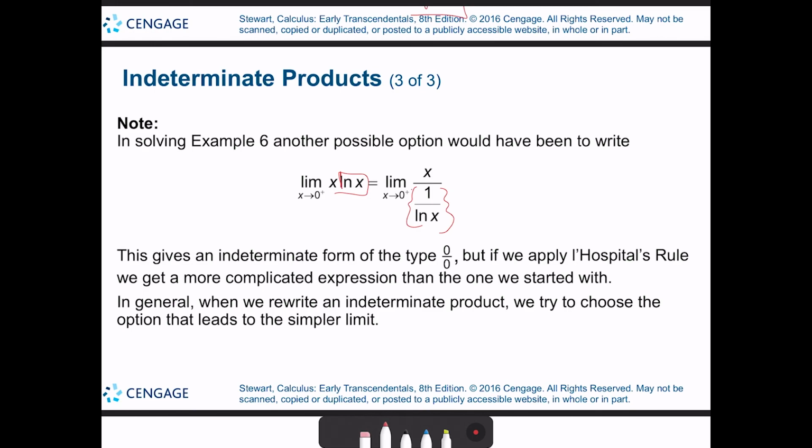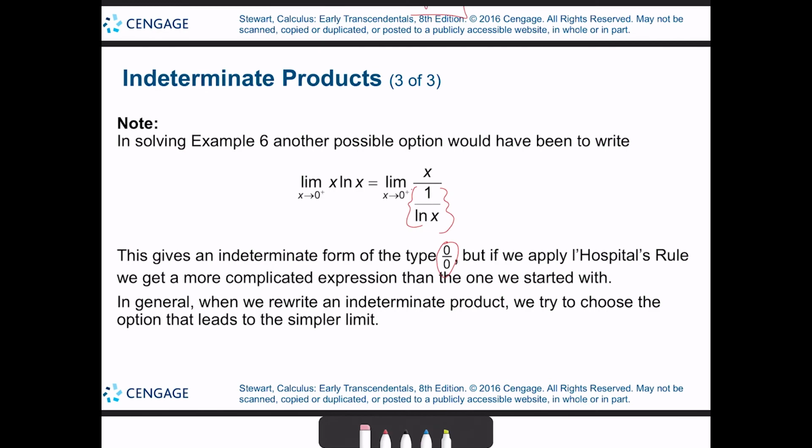We would have ended up with this indeterminate form, but applying L'Hopital's rule, we get a considerably more complicated expression than the one that we started with. So does it matter which one of the two original factors we take and push into the denominator by taking its reciprocal? The answer should be no, because my hope, though I can't say this for sure, is that it'll work out no matter which one you choose.